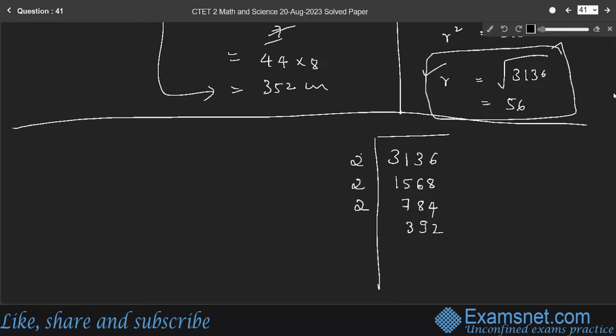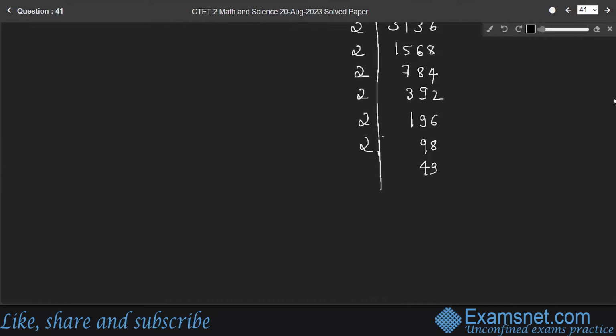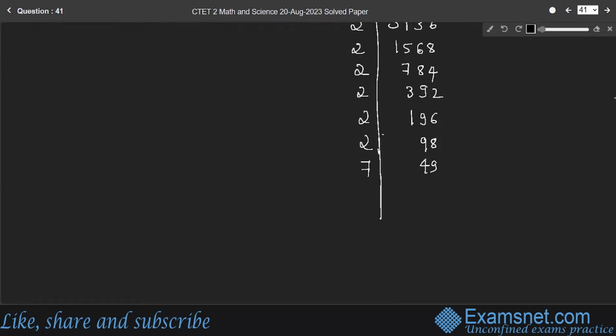So 2 into 392 is 784, right? Again, 2 into 196 is 392. Then 2 into 98 is 196. Next comes 2 into 49 is 98. Next, 49 cannot be divided by 2, or even by 3, or even by 5, right? So we can directly take 7. 7 into 7 is 49, and 7 into 1 is 7, right?